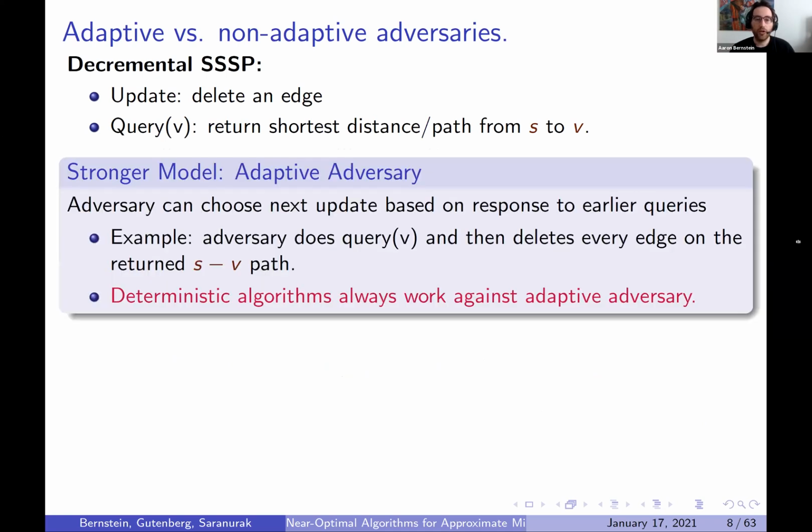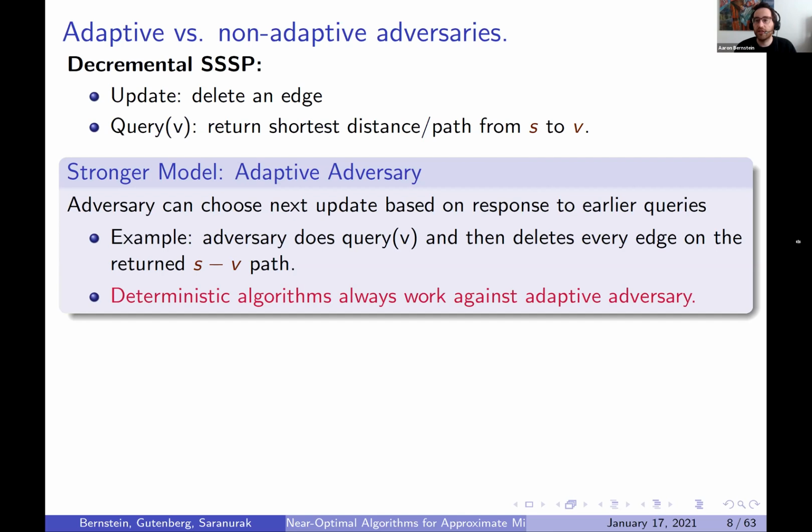So there are basically two models when you talk about dynamic graph algorithms: the stronger model and the weaker model. The stronger model is what's called an adaptive adversary. So this is really what you would naturally think of, where the adversary is just allowed to give you any sequence of update and query operations. And in particular, they can do things like query a path and then look at the path you return and delete every edge on the very path you returned. So they're adaptive because the updates can actually depend on the query path that you return.